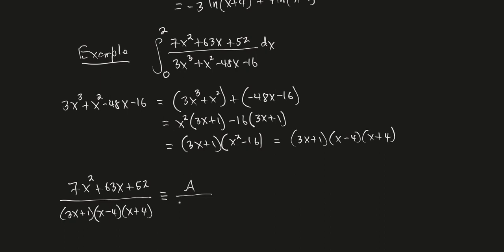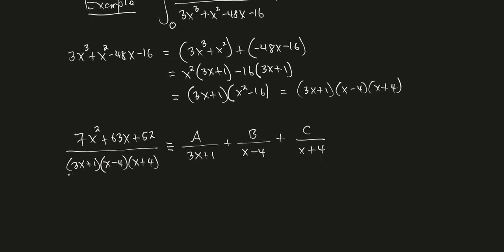Once you know how many constants you're going to have, you can just use the letters A, B, C, D, etc. So I'm going to put A over the first factor, and then plus B over the middle factor, and then plus C over the third factor, right? And this decomposition is always possible based on what we know about polynomials and now these rational functions, right?